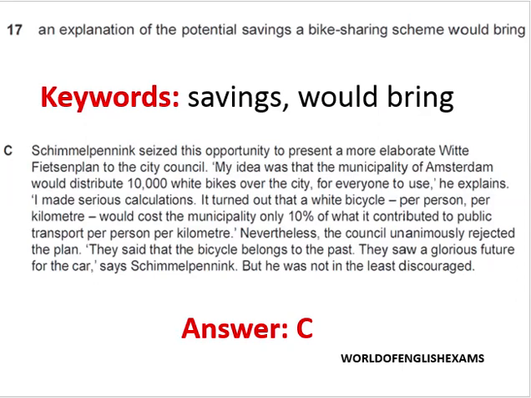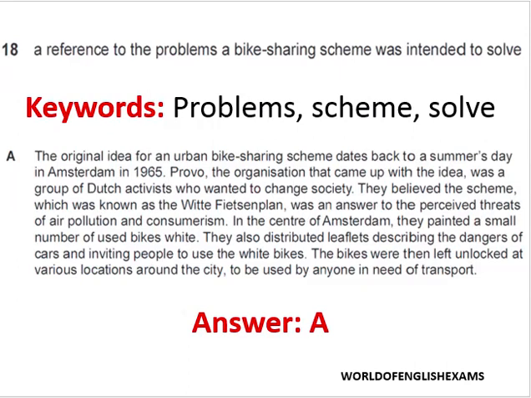Now moving on to the last question in this. A reference to the problems a bike sharing scheme was intended to solve. So what kind of issues can be tackled with this bike sharing scheme? So that should be the essence of that paragraph. Only then we are going to match it to this question. Then what are the keywords here? Problems and scheme, solve. So what are the problems?